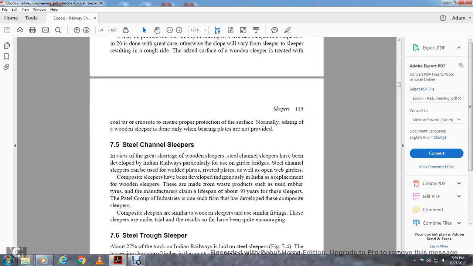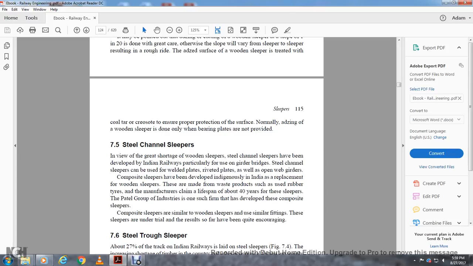Steel channel sleepers. In view of the great shortage of wooden sleepers, steel channel sleepers have been developed in Indian Railways, particularly for use only on girder bridges. The steel channel sleeper can be used with welded plate, with riveted plates, as well as open web girders. Composite sleepers have been developed indigenously in India as a replacement for the wooden sleeper. They are made with waste products such as used rubber.